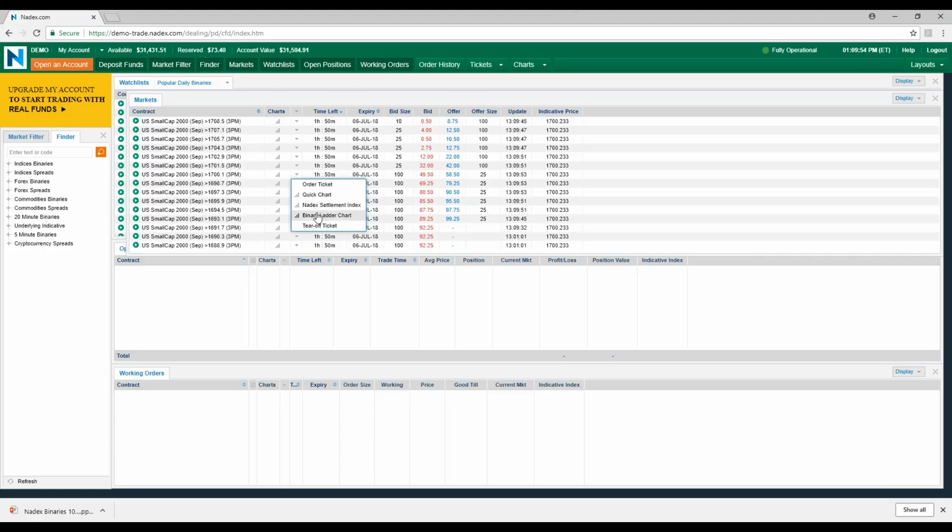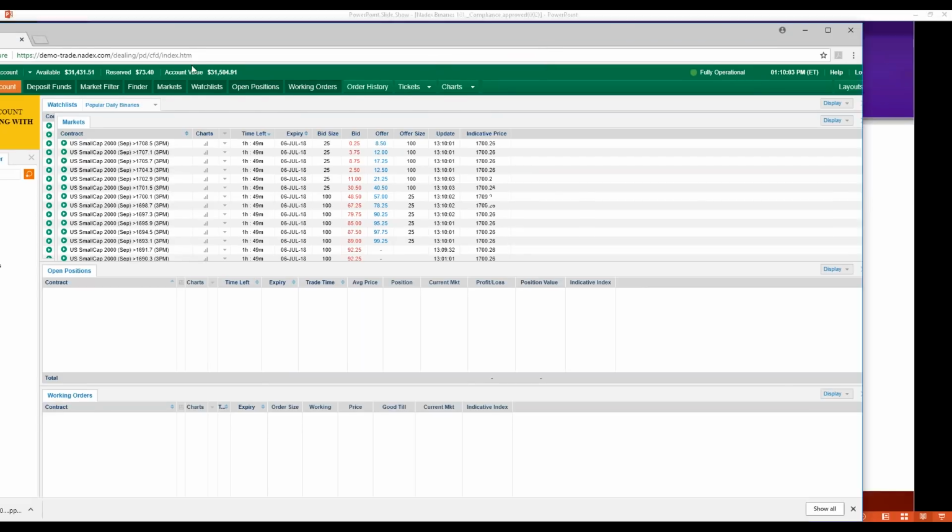You can open different types of charts here with Nadex, different indicators, and just a ton of free tools that they offer to you. So take advantage of it. And that's kind of what we're here for as well.